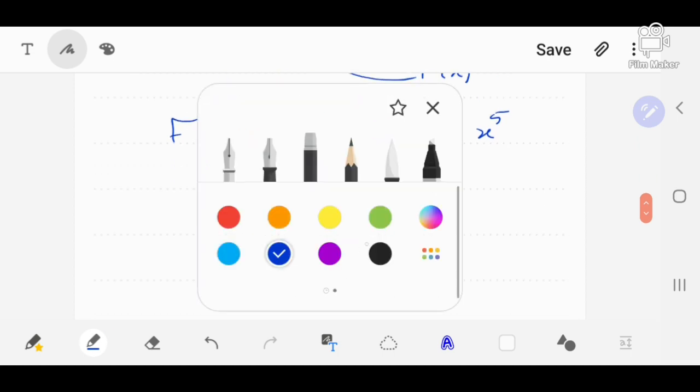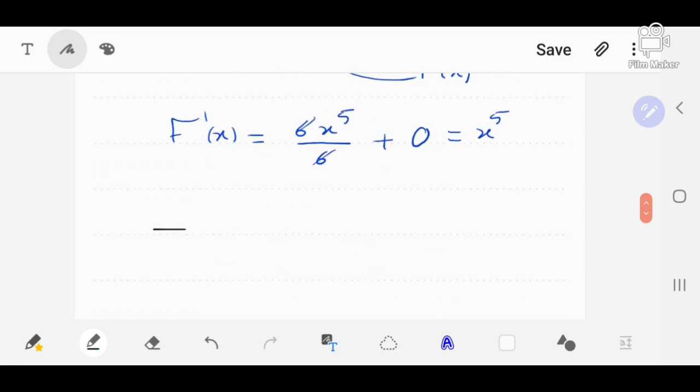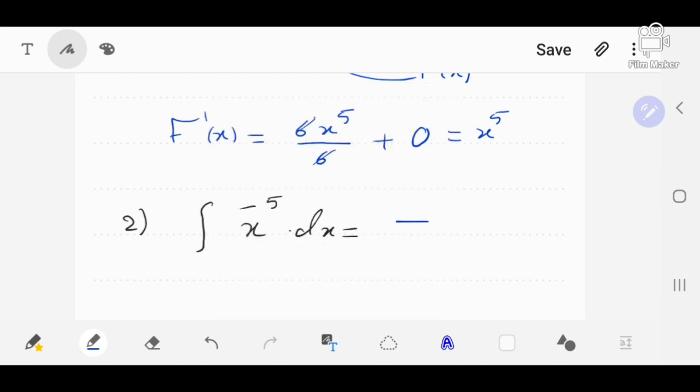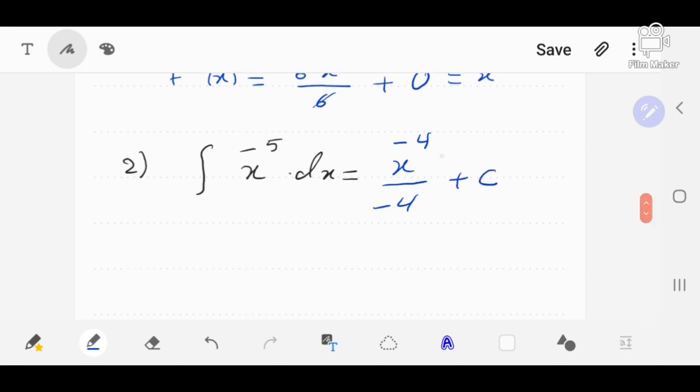Let's see if I have integration of x to the power of negative 5. What would that be equal to? Would that change anything? Actually, no. Same thing. X to the power of negative 5 plus 1, that's negative 4, divided by the new power, which is negative 4 plus a constant c. You can check that by deriving, of course.